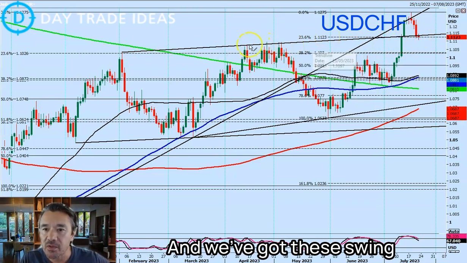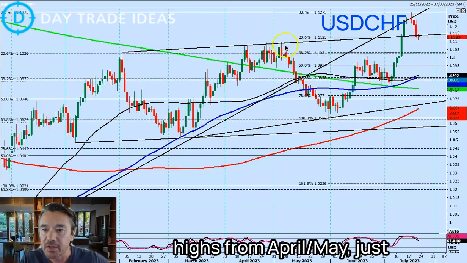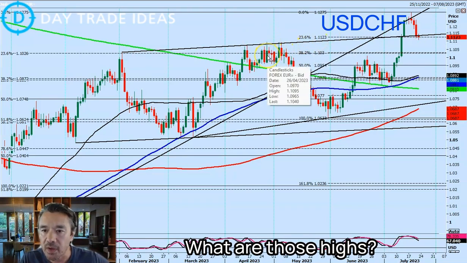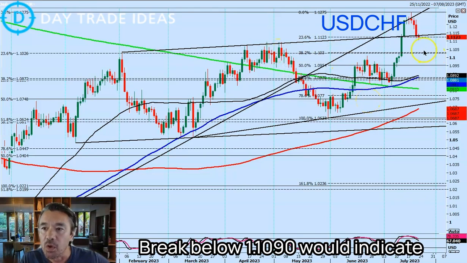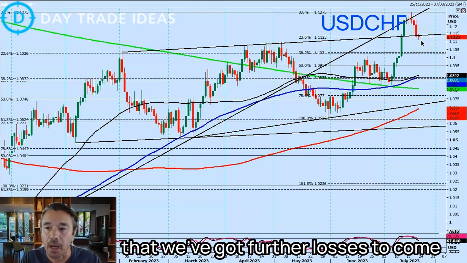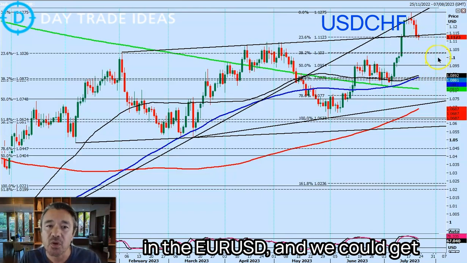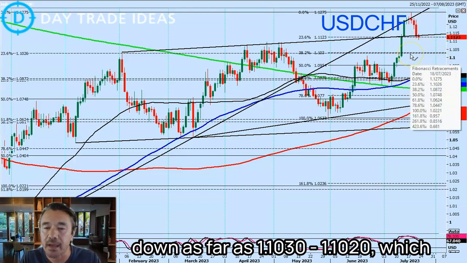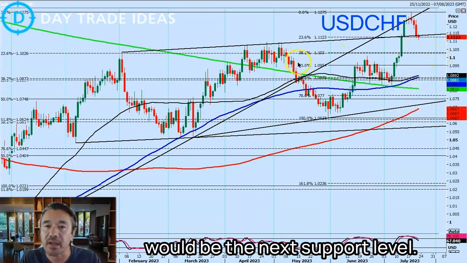And we've got these swing highs from April, May, just a little bit below that area. A break below 110.90 would indicate that we've got further losses to come in the euro versus the US dollar. And we could get down as far as 110.30, 110.20, which would be the next support level.